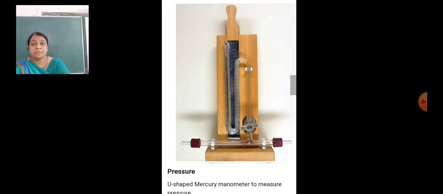Pressure is the force acting per unit area. So pressure is a force per unit area. If we want to measure the pressure, we need a force and an area. So pressure is equal to force per unit area.